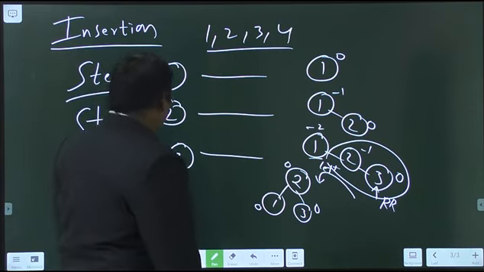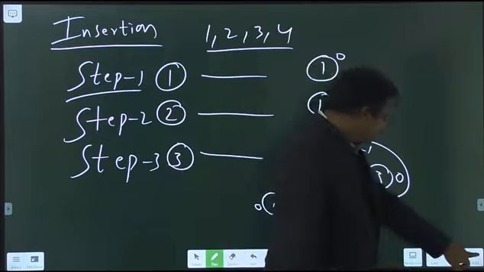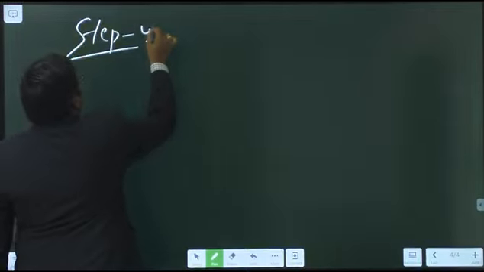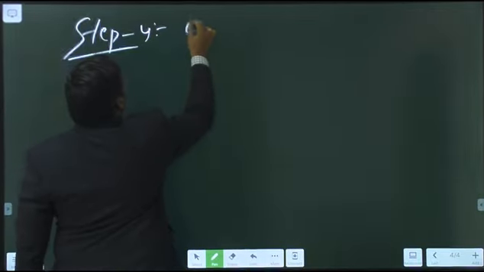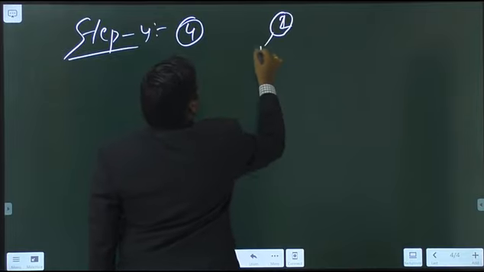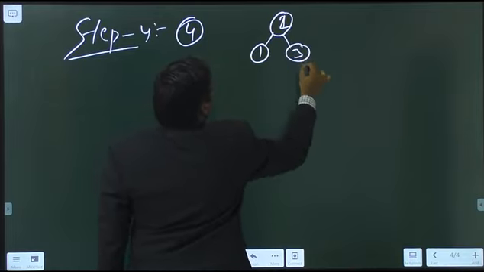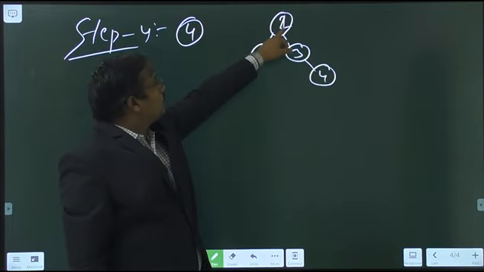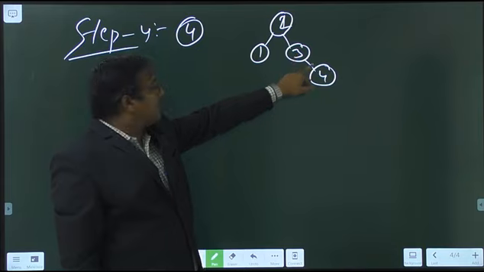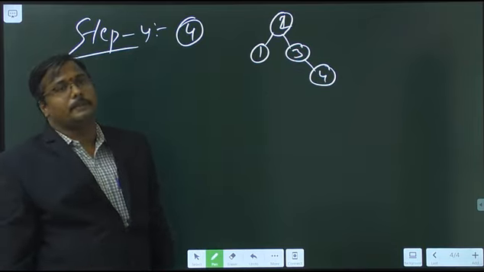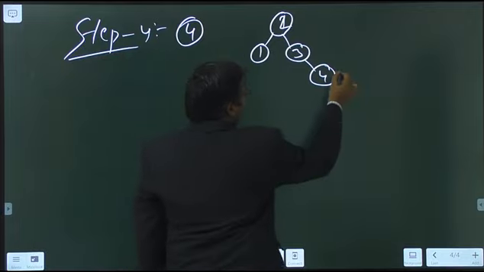Okay. So whenever we are inserting one more element, say step 4, I am inserting one more element, that is 4. So 2, 1, here 3, here we insert 4. Why? Because comparatively 2 is greater, comparatively 3 is also greater, so 4 is inserted as a right child according to the binary search tree. So we need to compute the balance factors again.